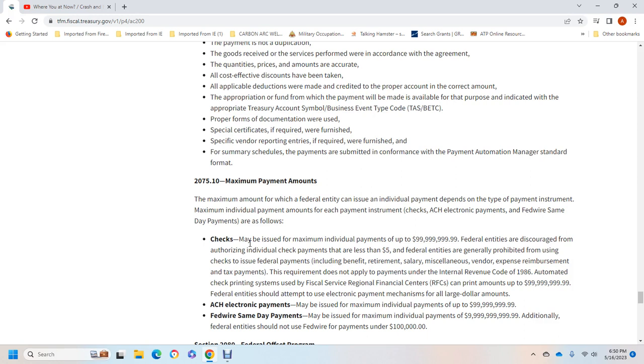The automated check printing system of the Federal Regional Financial Center can print out amounts up to $999,999,999.99. Federal entities should attempt to use electronic mechanisms for all large dollar amounts.